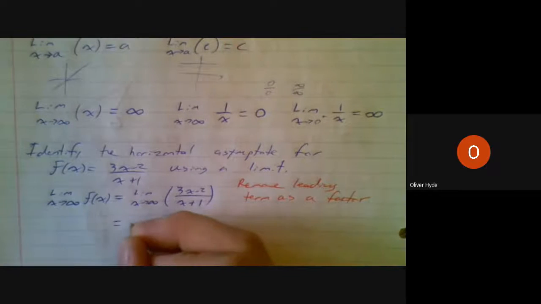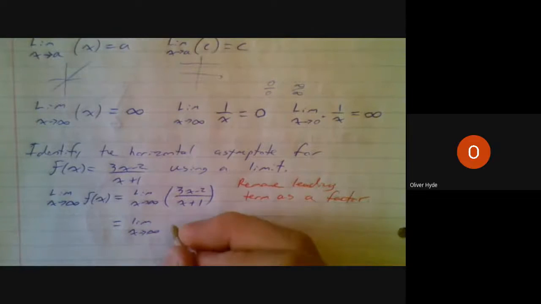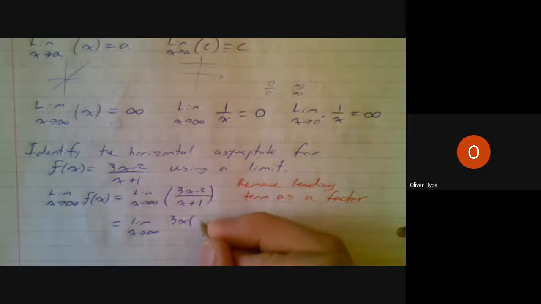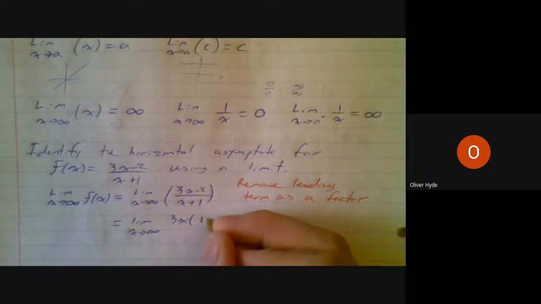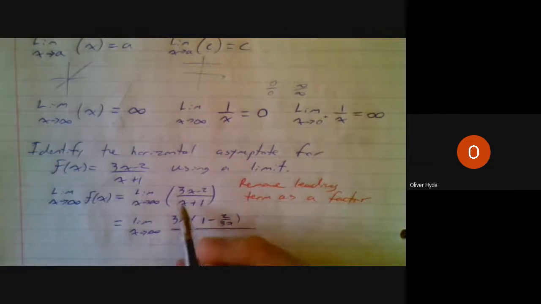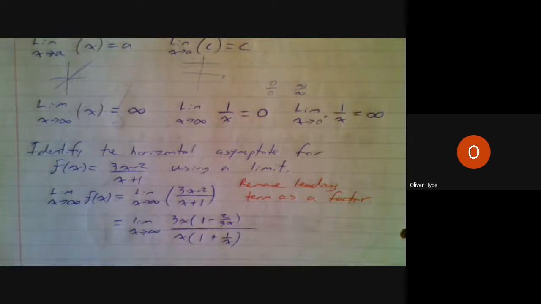So what I'm going to do, sorry, that's in the numerator and the denominator, is in my numerator, I'm going to remove a factor of 3x forcibly, right? Leaving me with 1 minus 2 divided by 3x. In the denominator, I'll remove a factor of x, leaving me with 1 plus 1 divided by x.